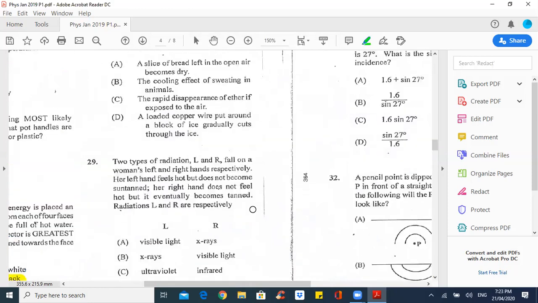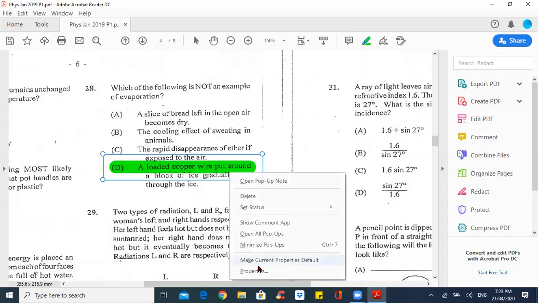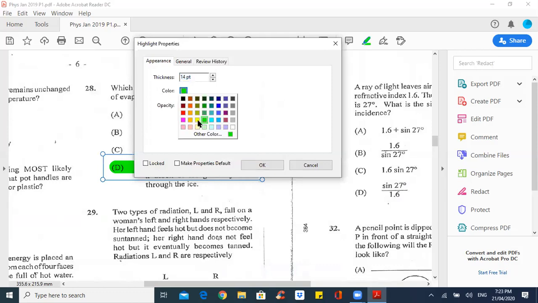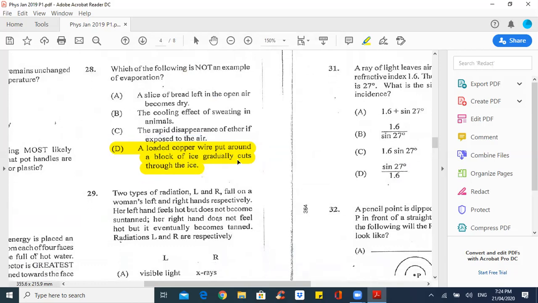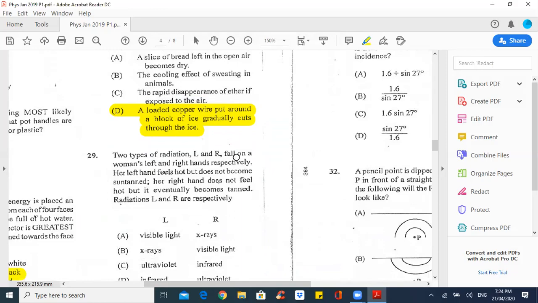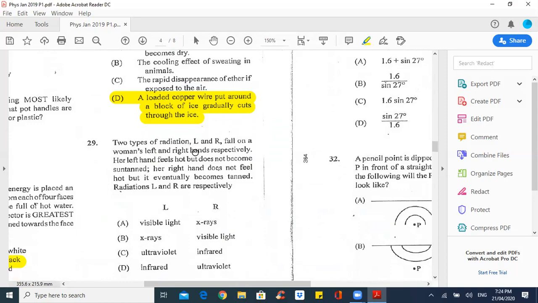Number 28 here. Which of the following is not an example of evaporation? This was done last week. The answer is D. Alright, so the answer is D for that. Alright, a loaded copper wire put around a block of ice gradually cuts through the ice. Right, number 29.